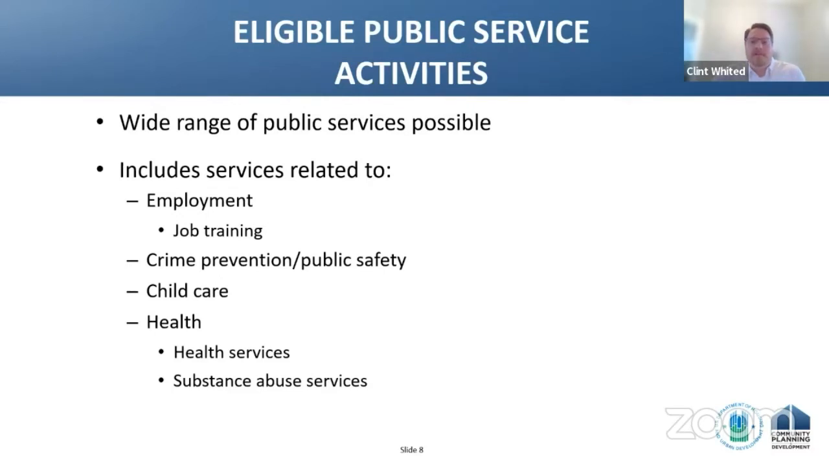Today, citizen participation and local decision-making continue to be the hallmark of the CDBG program, allowing communities to address the COVID-19 pandemic under a set of common rules, while also having the flexibility to determine which CDBG activities best serve their community. As you can see here, the public service category of eligible activities is very broad, including activities such as employment, job training, crime prevention or public safety, but not general policing, childcare and health-related services, or even substance abuse services. Within the CDBG public service eligible activities, the ability to provide health-related services has taken on greater importance as a result of the pandemic.